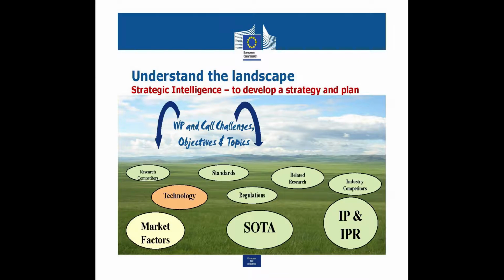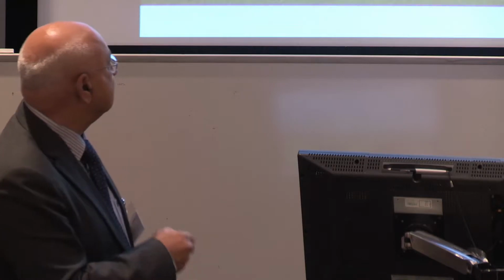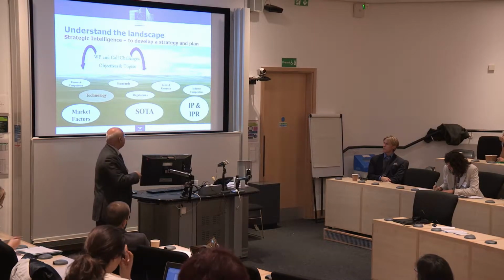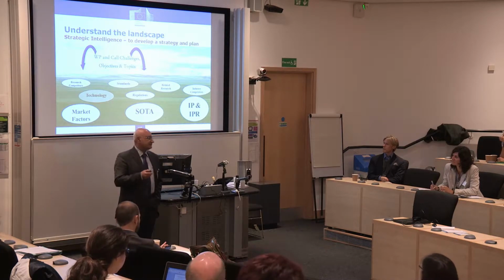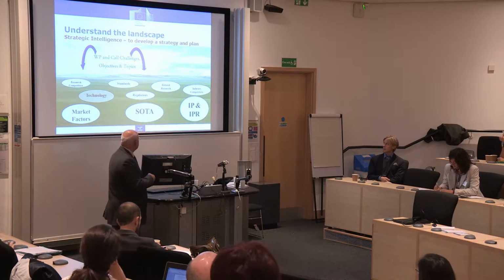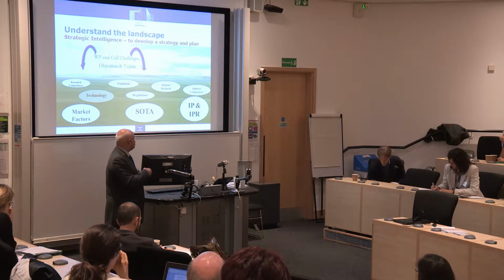So just a quick recap, and I apologize because I gather there were some people who weren't here yesterday. The gist of it was trying to understand the landscape. So understand all the relevant things. The Commission tells you what the topics are and what the challenges are that you have to address, and then you have to understand the landscape. And we looked at various sources of that, maybe using patent information as well, so that you are able to justify the objectives of your project, what you're planning to achieve, and how you're going to get there.